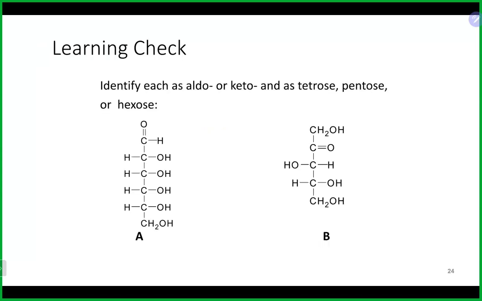All right. For each of these, identify them as an aldo or a keto, and also as tetrose, pentose, or hexose. While we're at it, also identify each as either D or L, and the number of chiral carbons that you see. Take a moment for each of those and see what you come up with.